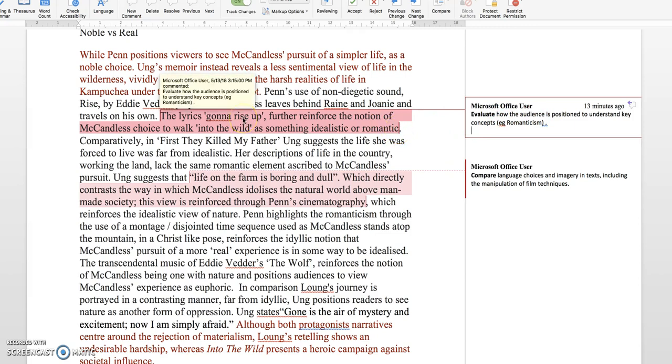Here I've written the lyric is going to rise up, reinforce the notion. Reinforce is how we are positioned, all right? The lyrics position us. So how the audience is positioned, the lyrics position the audience to see McCandless's choices as something idealistic or romantic. So I've talked about romanticism. Tick, I can do that, okay?